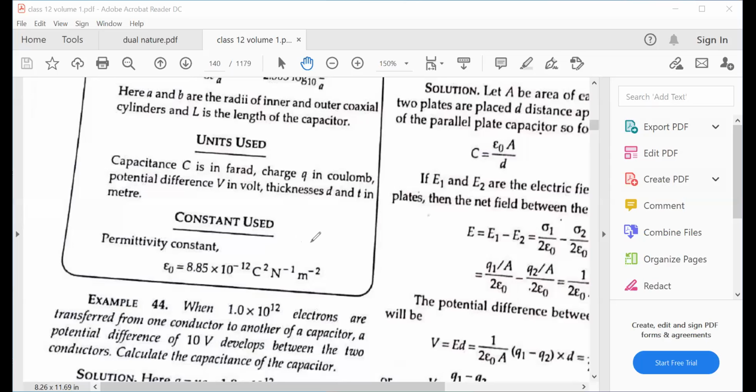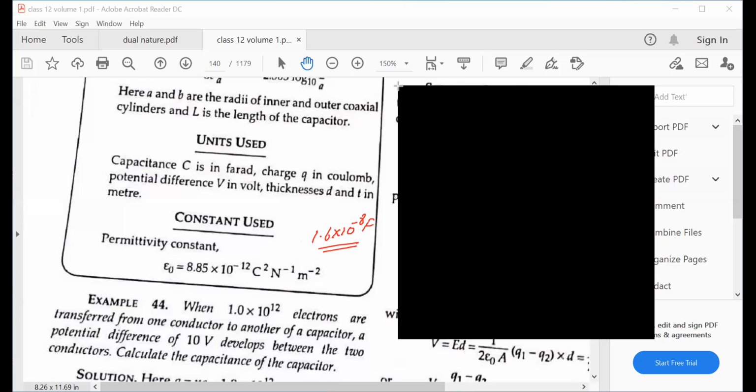The answer is correct. So the answer is 1.6 into 10 power minus 8 farad. Those who don't know, please see that. I'm just doing this answer. In this question, they have given the electrons.